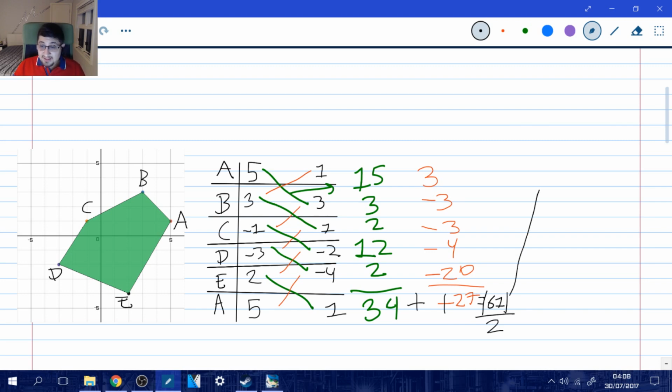This gives us then our desired total of 61 over 2 exactly, or 30 and a half, or 30.5 units cubed. Or squared. Did I say cubed? I meant squared. And that's really all there is to it. This is the solution.